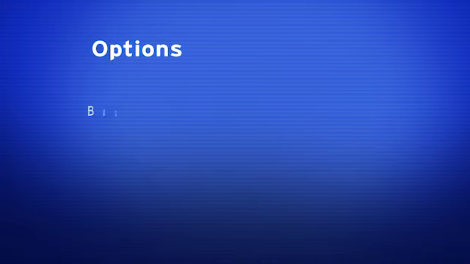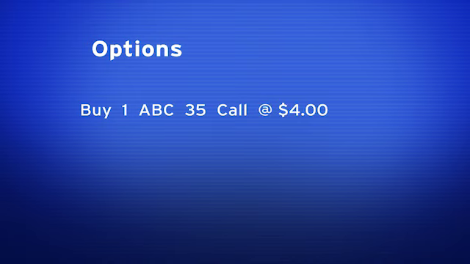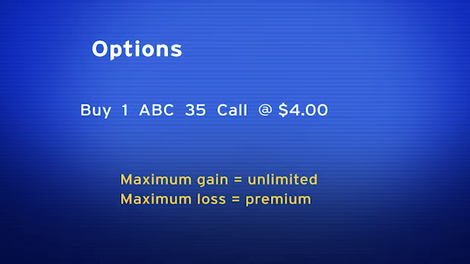Now, what's the maximum gain for this option? The maximum gain is unlimited. I could exercise this option, buy the stock, own the stock for $35 a share. In theory, how high could this stock go in value? There is no limit. So my gain potential is unlimited. What's my loss potential? Well, the worst thing that could happen to me is the stock value doesn't go up. It goes down or stays the same, and the option will expire. In that case, the most I could lose is my premium, $400.